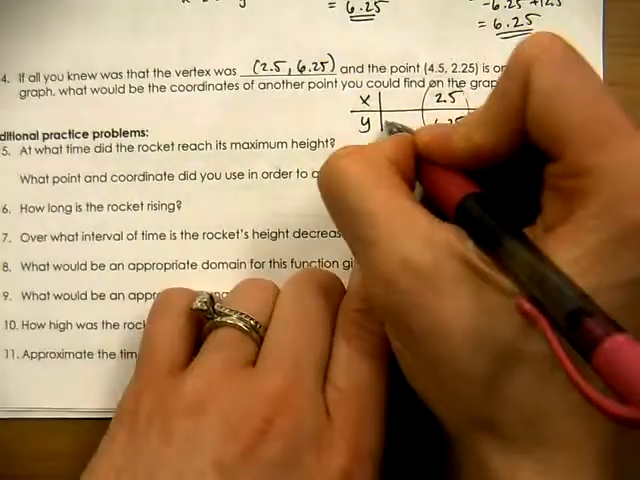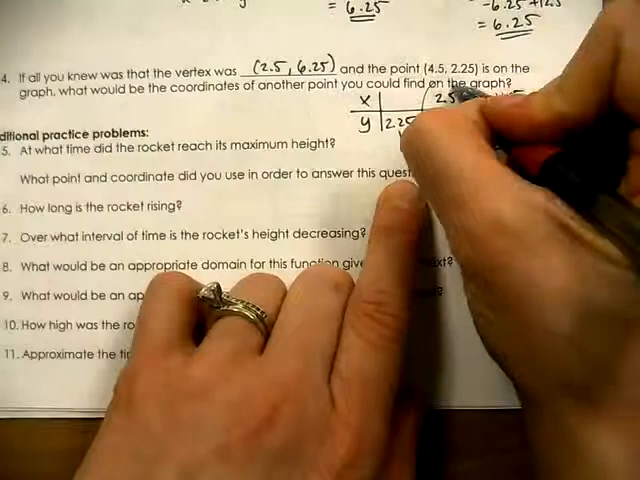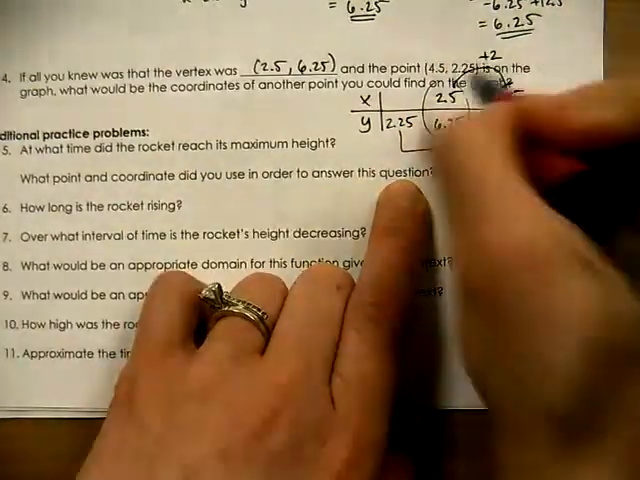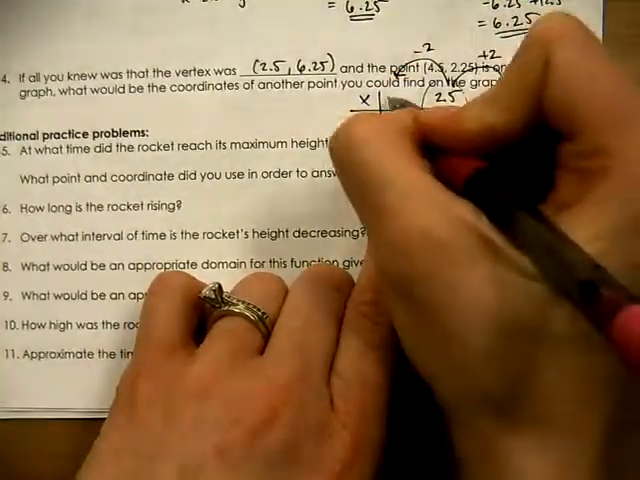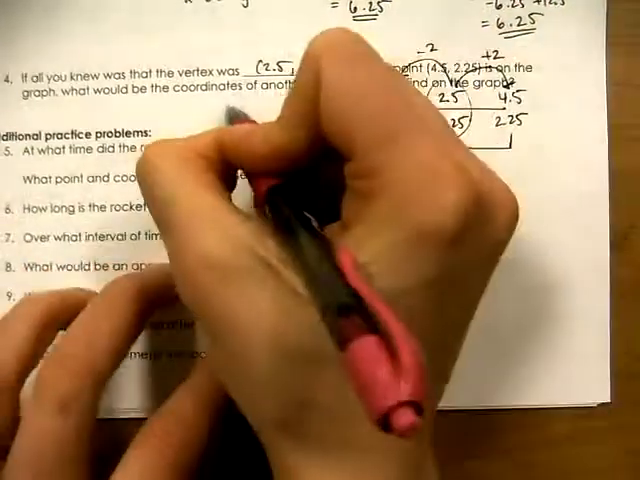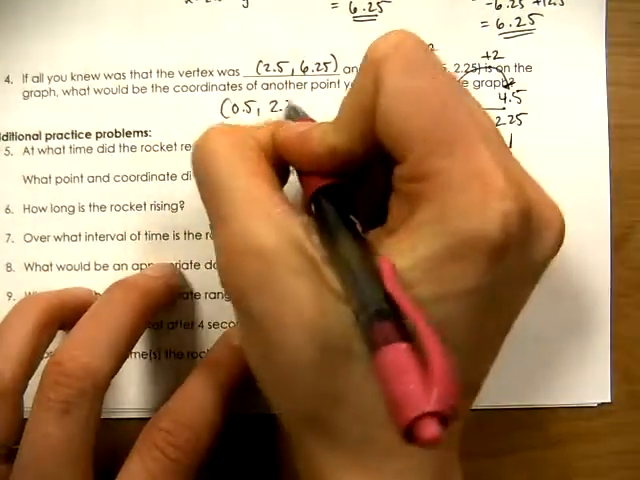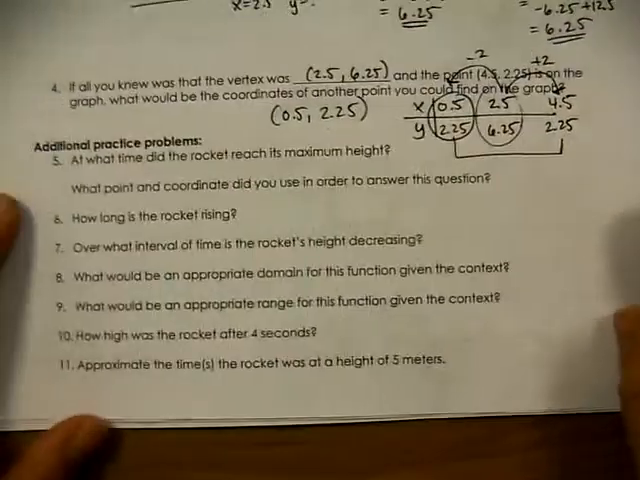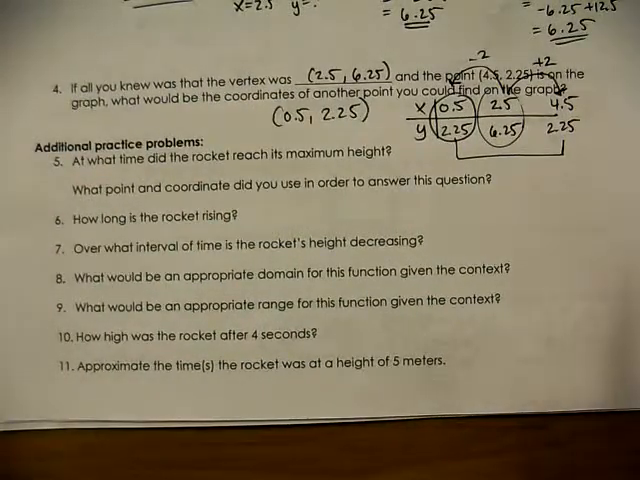So if that's my vertex, over here I should have 2.25, and it should be the same distance away. So if I added 2 to go this direction, I could subtract 2 here and get 0.5. Either way, I can reason through that the point (0.5, 2.25) would be on the graph.